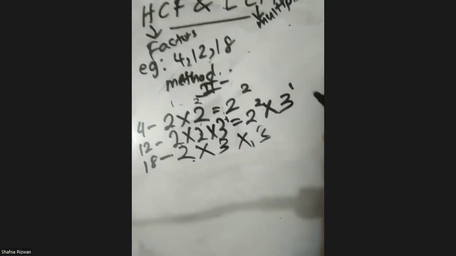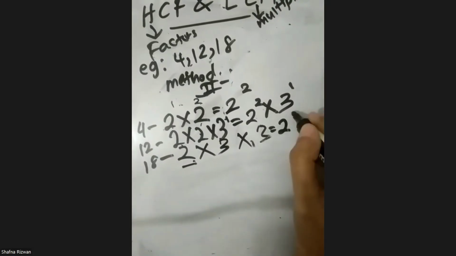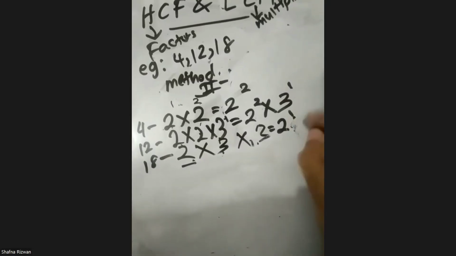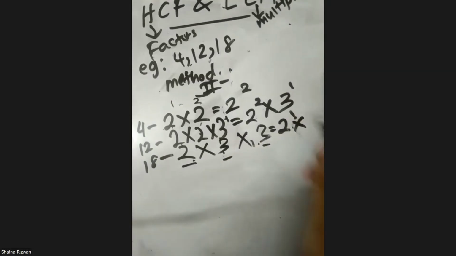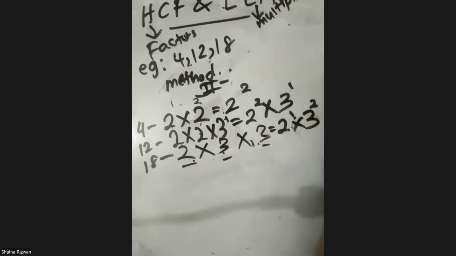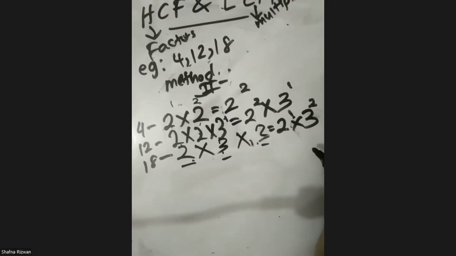Now again if you take 2, how many times do you have it? Only 1 time. So write it once. After that, 3, how many times do you have? 1, 2. You have it 2 times. So write here 3 to the power 2. Now did you understand how to get this? Yes.